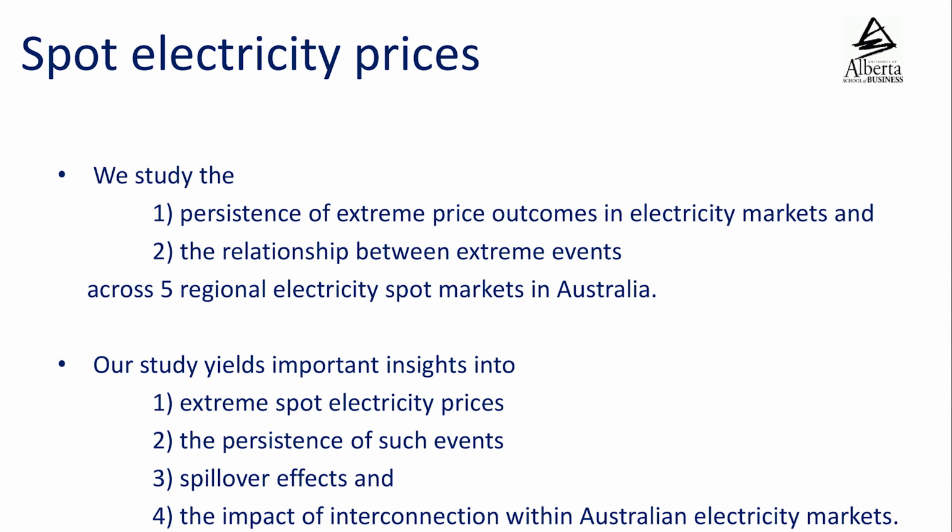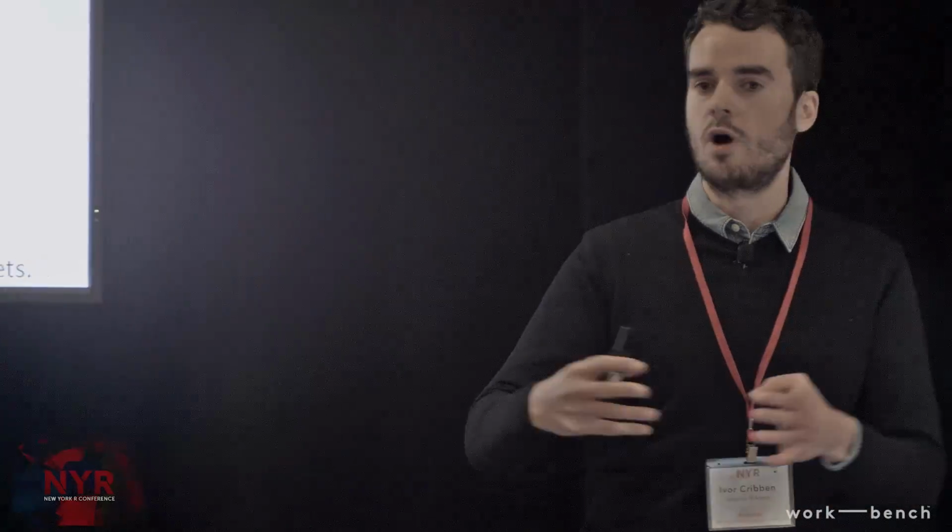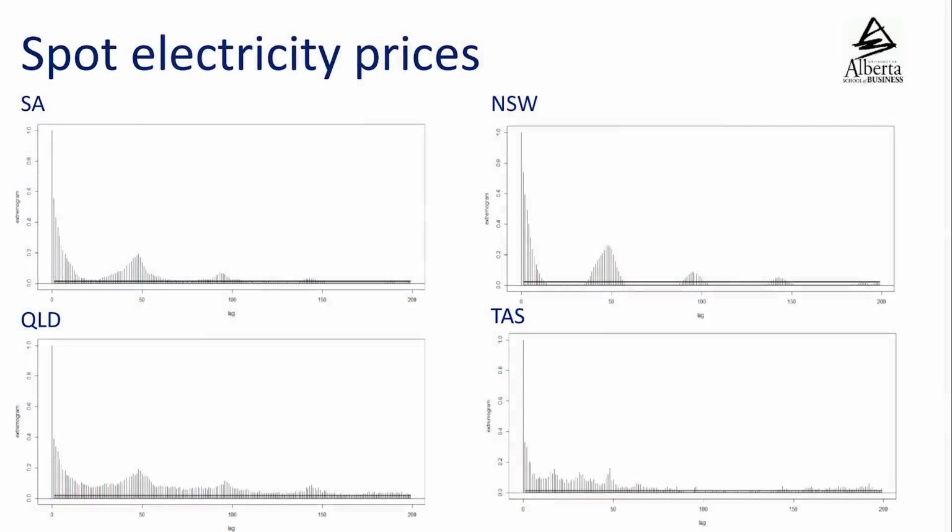So we're interested in the persistence of half-hourly spot electricity prices for 5 regional markets in Australia. We're interested not only in the extreme events within the time series, but also in the extreme events across the 2 different regions. The regions are allowed to trade with one another. So our study yields important insights into extreme spot electricity prices, the persistence of these, the spillover effects from one region to the other, and the impact of the interconnectors between each of these regions.